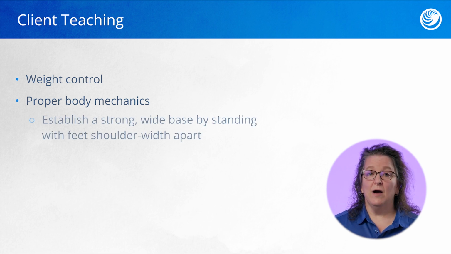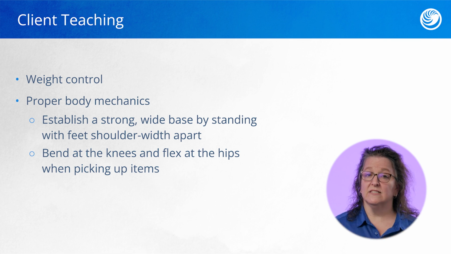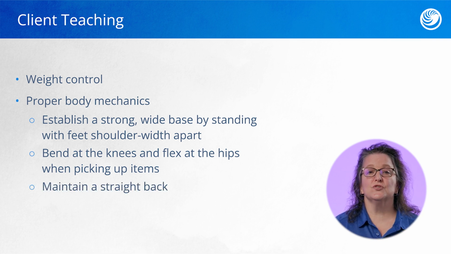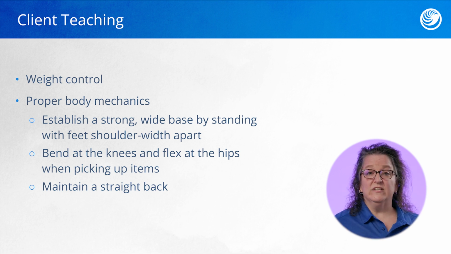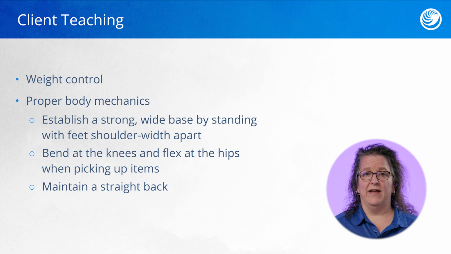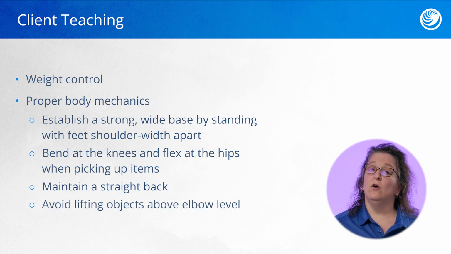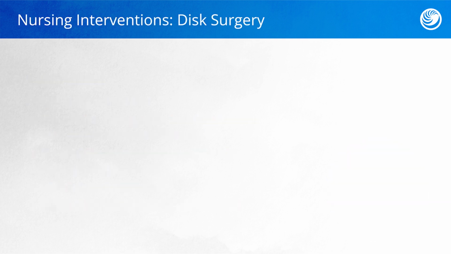We want to teach them about establishing a wide base of support with our feet underneath our shoulders. We want to encourage them to bend at the knees and the hips when they go to pick something up versus bending right at that back. We want them to maintain a straight back, keeping those shoulders over their hips. We want them to avoid that twisting motion because that can cause strain on the back. And then we want to teach them to avoid lifting heavy things above elbow level because this could possibly cause strain on that back.